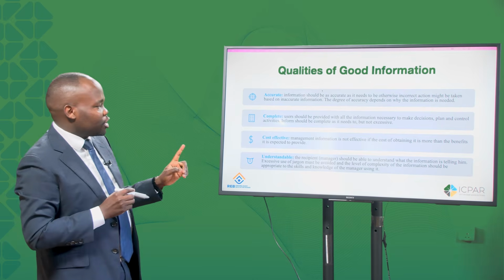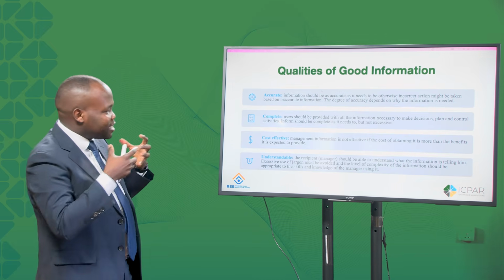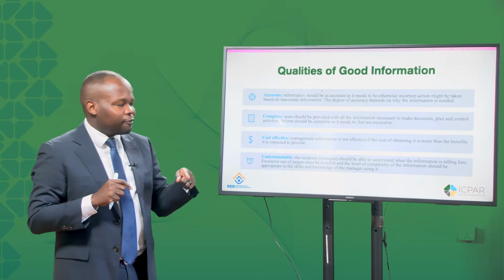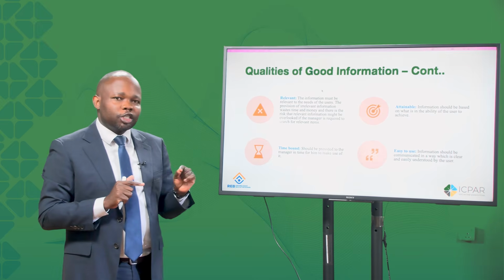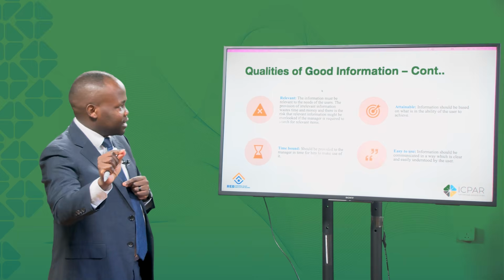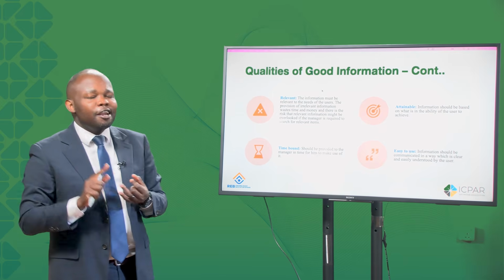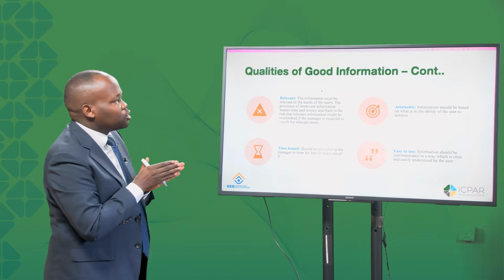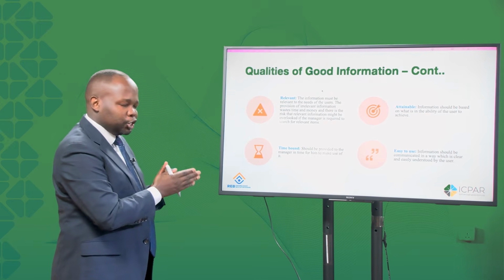The next characteristic or quality, information should be understandable. That is, the receiver of the information should be in a position to understand what the information is telling him. Next, information should be relevant. Information is relevant if it is important. The information must be relevant to the needs of the users. Information should also be attainable. Information should be based on what is within the ability of the users to achieve.